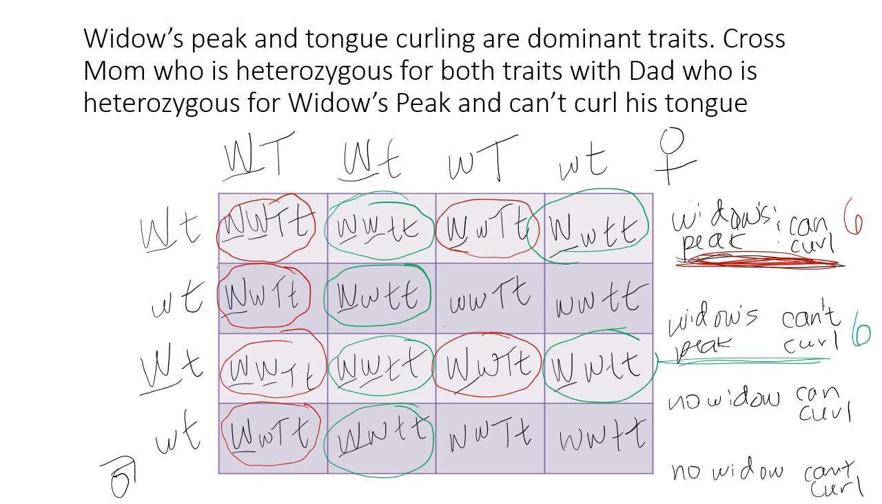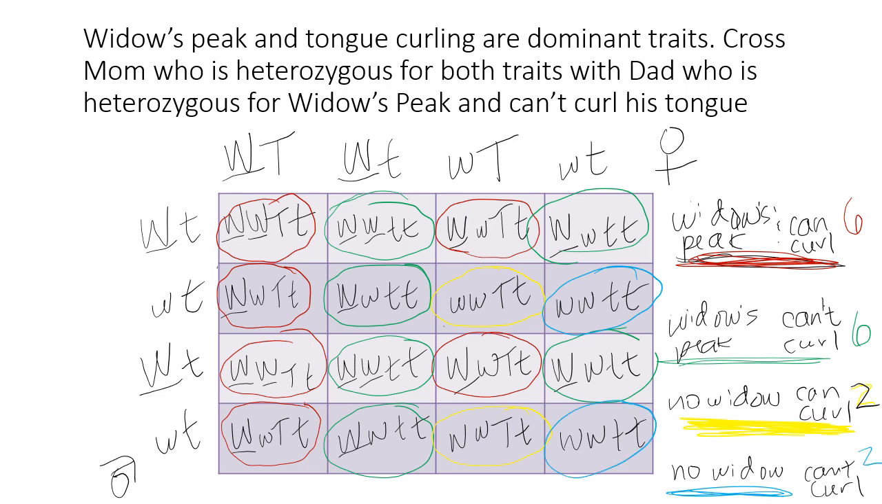So now I've got to look for the possibility of no widow's peak and can curl. I'm going to make that yellow. No widow's peak means I have tiny little W's, but can curl means I have a big T. So here's little W's, big T, little W's, big T, and that's it. 2, which I'll write in black because it's hard to read. And then let's go with a nice blue. No widow's peak and can't curl, so littles all the way around. Here and here, there's 2 of those.